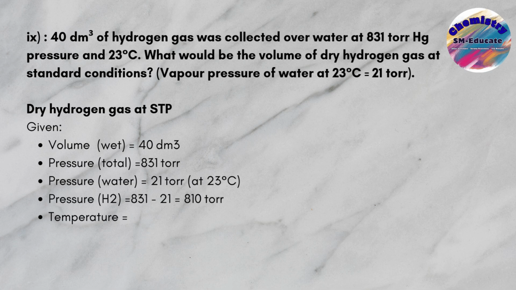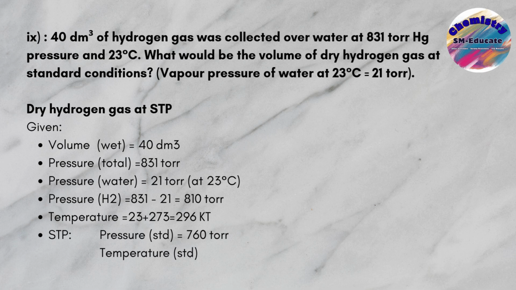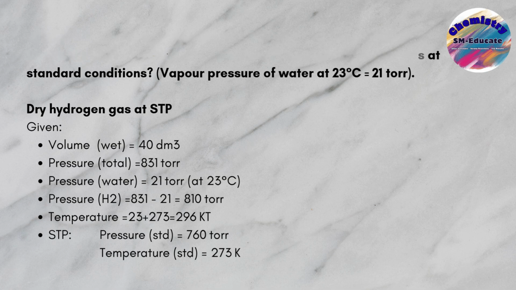Temperature equals 23 plus 273 equals 296 Kelvin. STP: pressure, standard, equals 760 torr. Temperature, standard, equals 273 Kelvin.